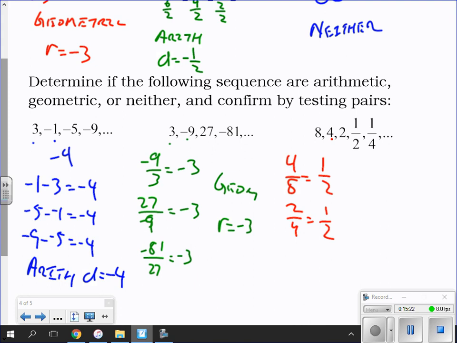Well, let's keep going. So we take 1/2 divided by 2, and we get 1/4. Uh-oh. It's not the same thing every time. This is neither geometric or arithmetic.